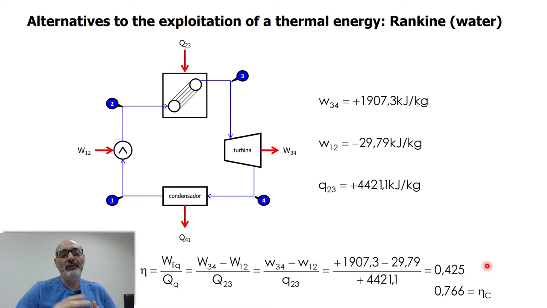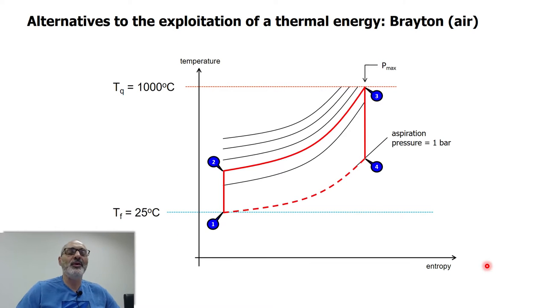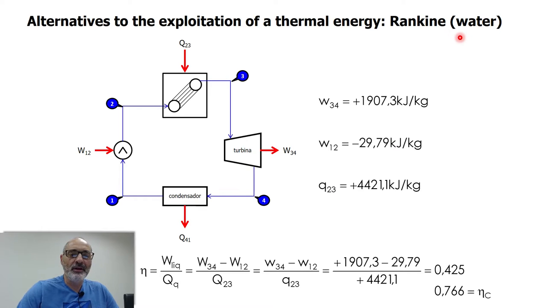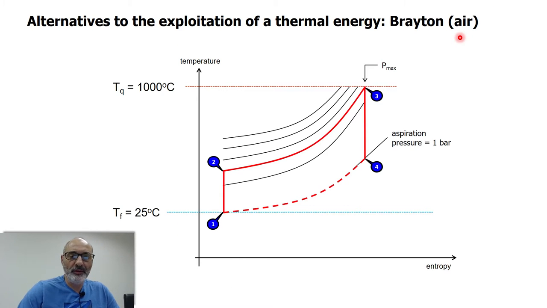We're going to do that for different types of cycle in the same heat and hot reservoirs. So now let's try to use only air. Here we use only water. Here we're going to use only air, and we're going to do exactly the same. It's called a Brayton cycle, but the transformations are exactly the same as for the Rankine cycle, except that there is no phase change, because air at these temperatures does not change phase.